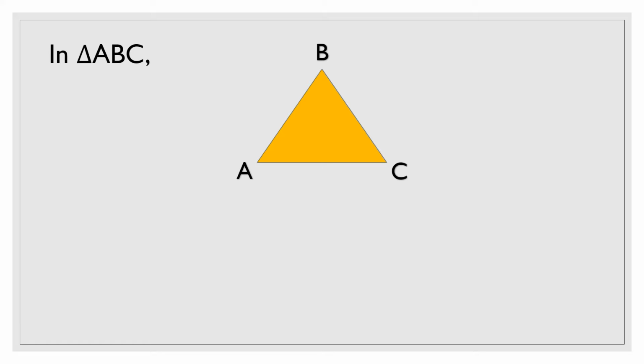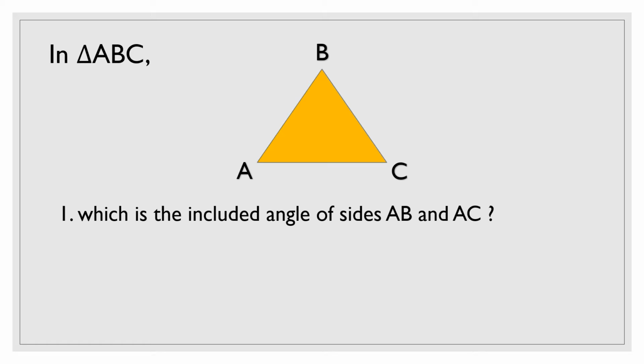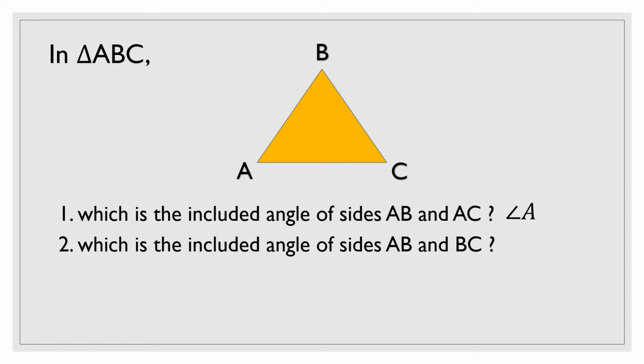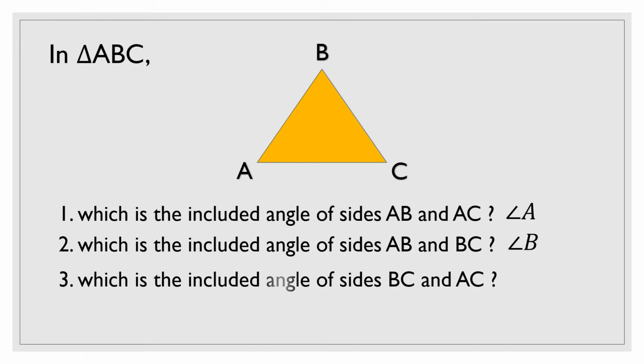Let's have a simple recall on the parts of the triangle. In triangle ABC, which is the included angle of sides AB and AC? If you answered angle A, then you are correct. Which is the included angle of sides AB and BC? If you answered angle B, then you are correct. And number 3, which is the included angle of sides BC and AC? Correct. It is angle C.